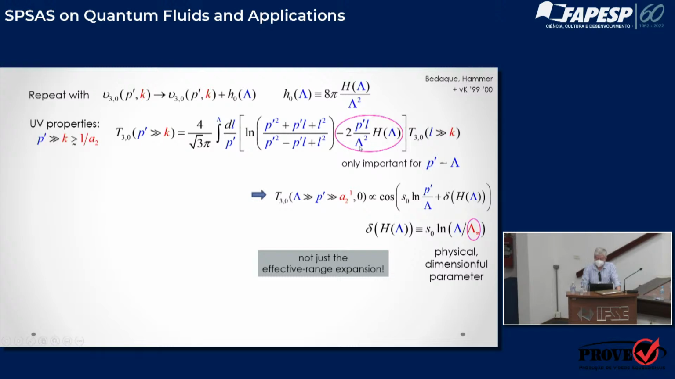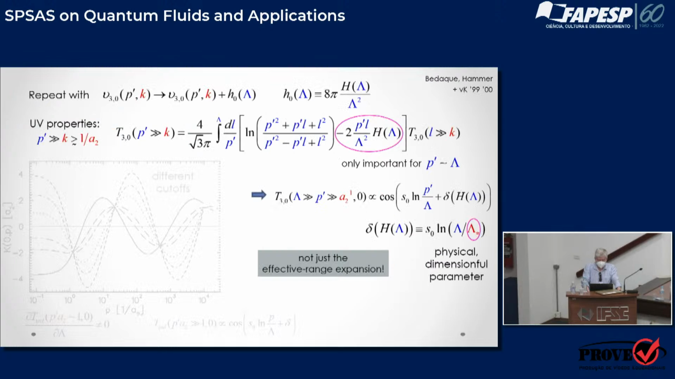And this extra contribution from the three-body force in the ultraviolet, when L is of order lambda, is only important when P prime itself is of order lambda. So that means that the contribution of the three-body force essentially fixes the phase of that oscillation at P prime smaller than lambda. So you expect the solution to have a form like this with a phase that is given. So this is what you had before, but now you have a phase that's given by the three-body force. And we can define that phase, as a definition, as that parameter s0 log of lambda over lambda star, where lambda star is now a physical dimensionful parameter. And this is beyond the effective energy expansion as advertised before. Oops, sorry, wrong direction.